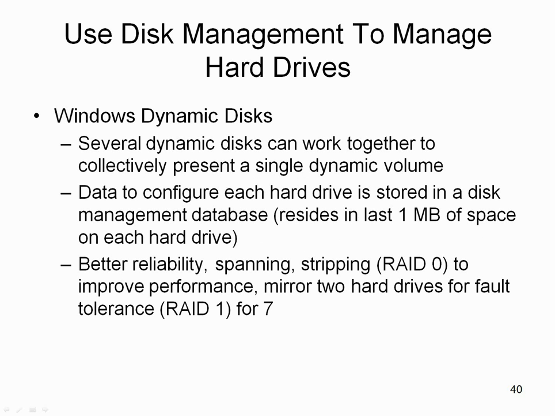A basic disk works independently of other hard drives, but a dynamic disk can work with other hard drives to hold data. Volumes stored on a dynamic disk are called dynamic volumes. Several dynamic disks can work together to collectively present a single dynamic volume to the system. When dynamic disks work together, data to configure each hard drive is stored in a disk management database that resides in the last 1 megabyte of storage space on each hard drive. Home editions of Windows do not support dynamic disks.